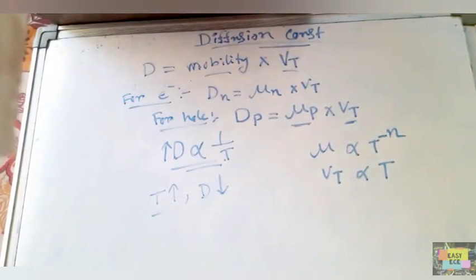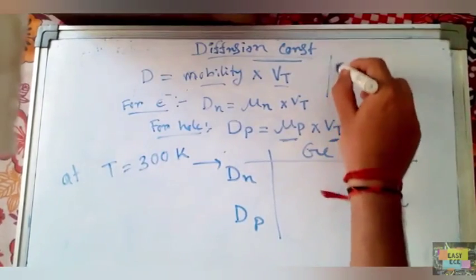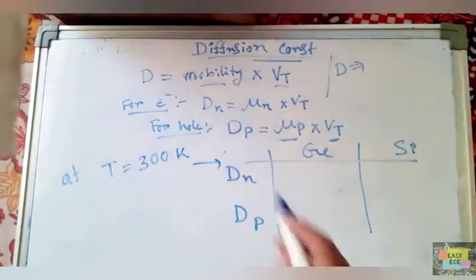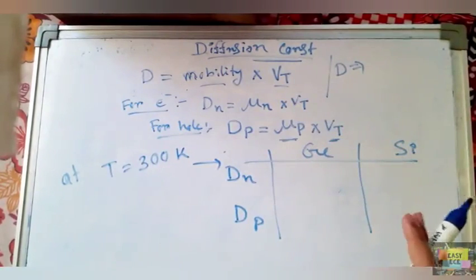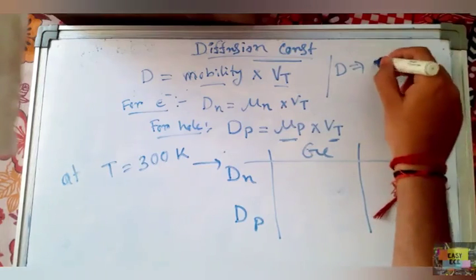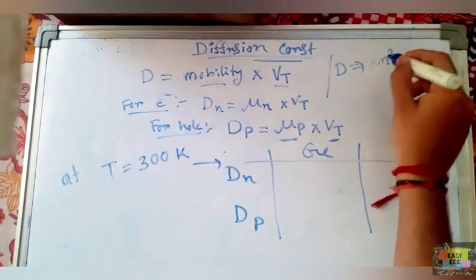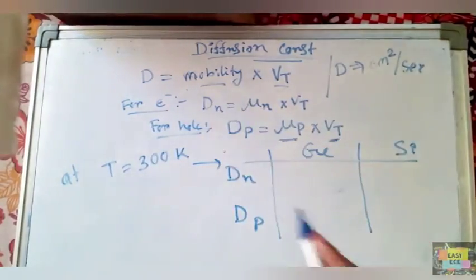Now, you need to remember the diffusion constant value for the examination. What is the unit of Dp? Let's discuss the unit of mobility into the unit of voltage. That means the unit becomes centimeter square per second, because mobility is centimeter square per volt second.